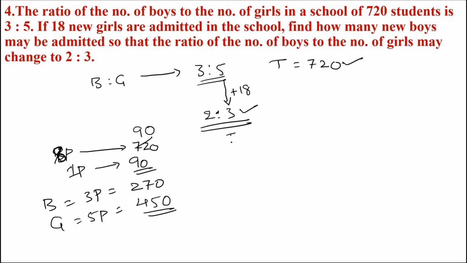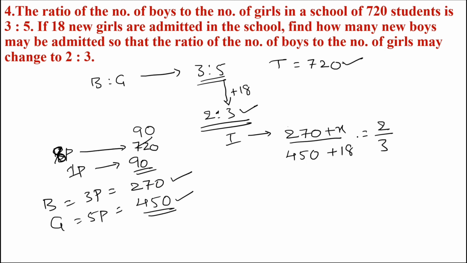Okay. One method we can do here. Boys is 270 and girls is 450. So 270 initial boys are there. I have added some boys, x, and girls are 450 initially. I have added 18 girls. Then this ratio becomes 2/3. We can do cross multiplication. You will get the answer.